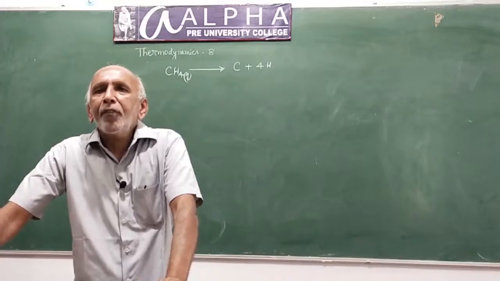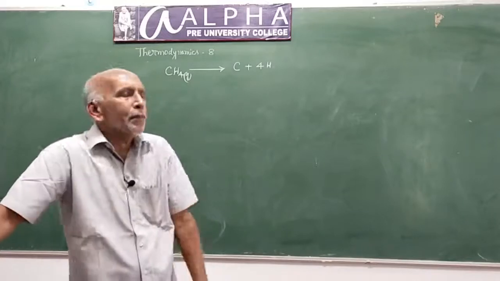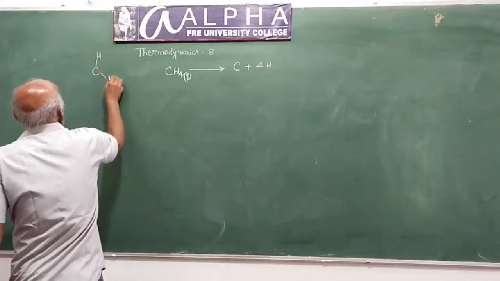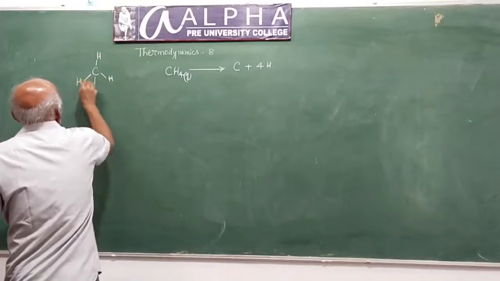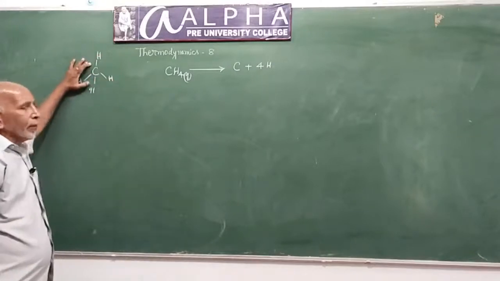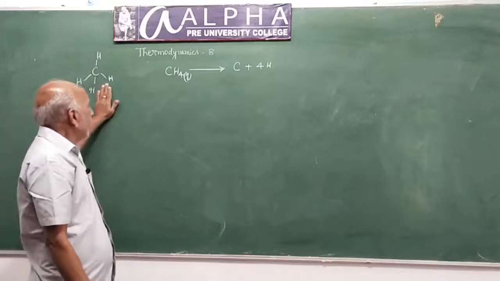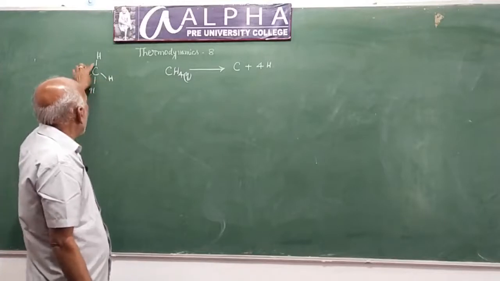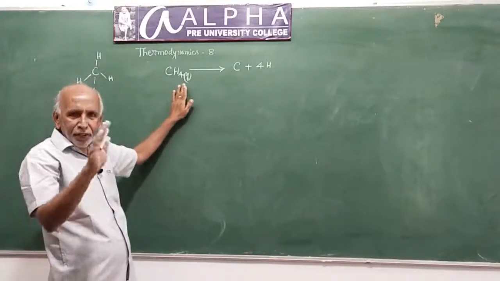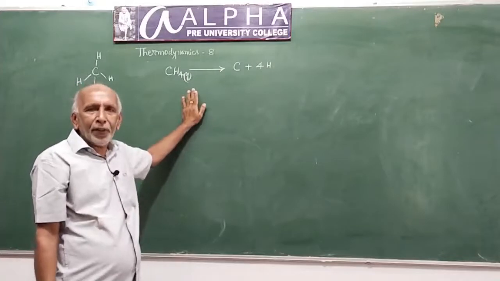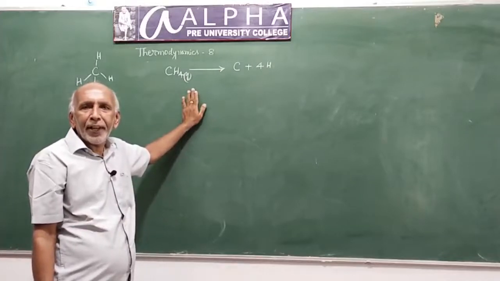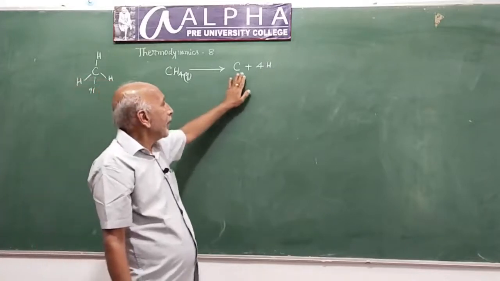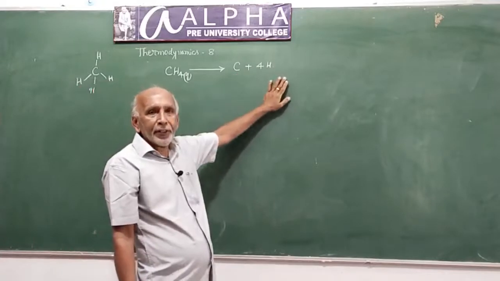In methane there are 4 bonds, 4 CH bonds. Methane can be represented like this: C with H, H, H, H. When you break all these 4 CH bonds, methane is simply converted into carbon and 4 hydrogen.